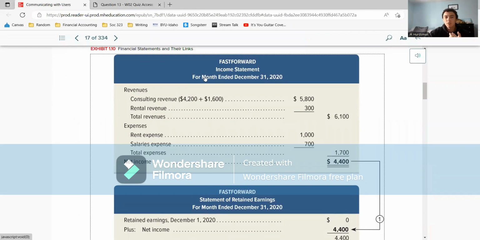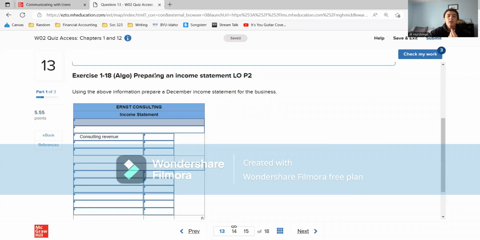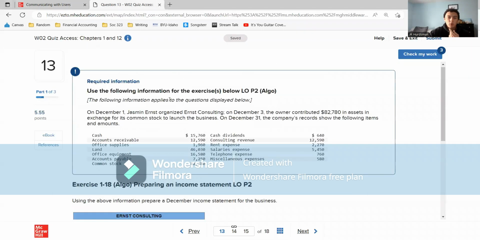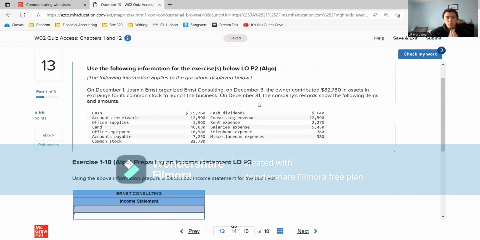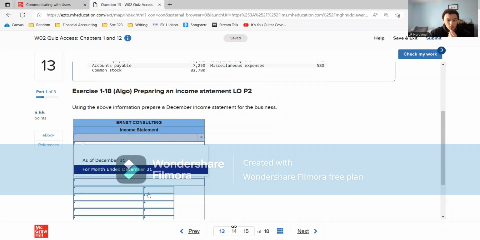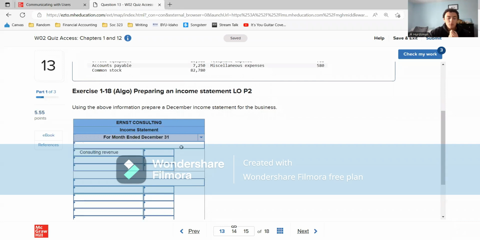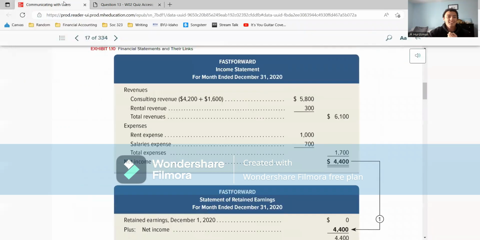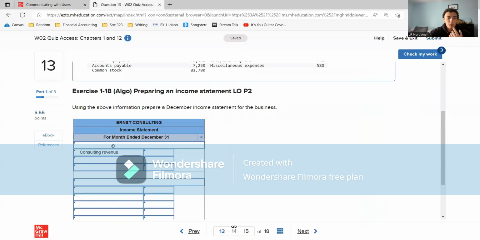Income statements are for a period of time, and in this problem it's for a month. So we're going to look for the one for the month ended December 31st. And then we ask, all right, what's next? An income statement is just revenues and expenses added up together, and then it gives you your net income.